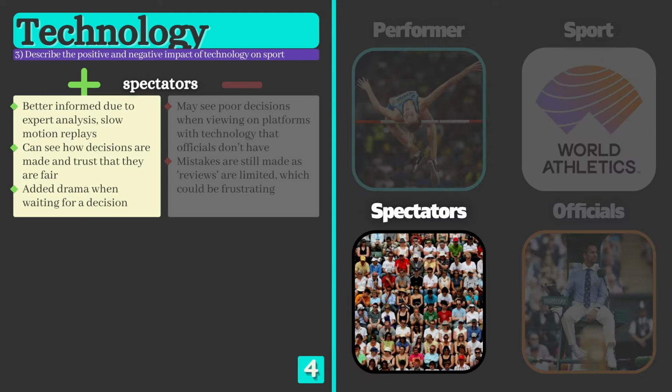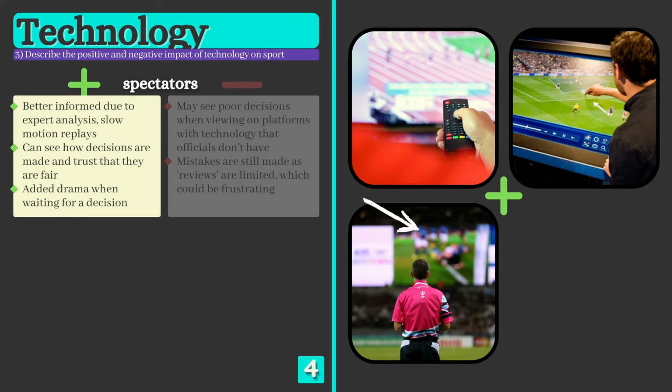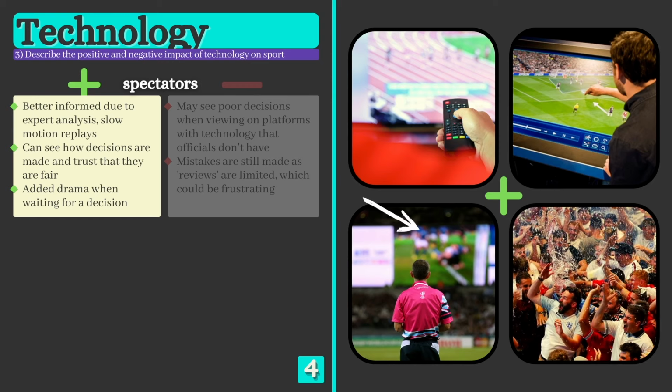The audience have benefited from advancements in the media, as those watching from home now have access to expert analysis, multiple camera angles and slow motion replays. Decision-making technologies allow them to see how decisions are being made, which reduces frustration and in some cases adds a sense of drama and excitement to an event.